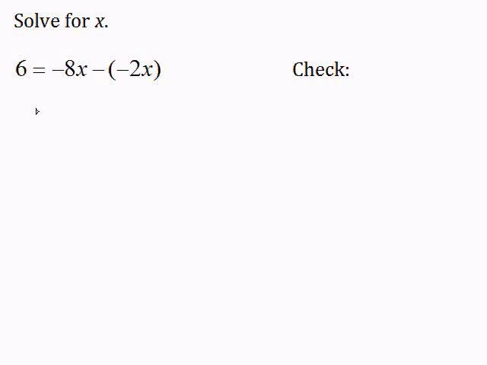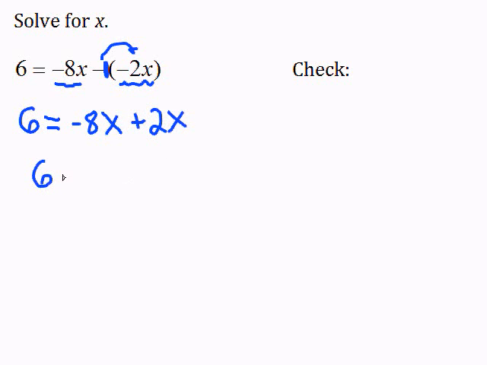6. There's nothing you can do with 6, so we just rewrite 6. The right-hand side of the equation, however, has two like terms, the negative 8x and the negative 2x. However, the negative 2x is trapped inside of parentheses, so we need to distribute the negative 1. This leaves us with negative 8x minus 1 times negative 2x gives us a plus 2x. So 6 equals negative 8x plus 2x, which is negative 6x.